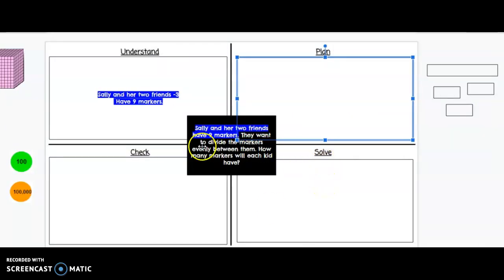So boys and girls, we have a total amount of markers that needs to be divided. They want to divide the markers evenly between them. We know what our total is, because it's the total amount of whatever we're dividing, which is our markers. So in the total, we need to put 9 markers. But how do we know what goes on the bottom? Well, how many times do we need to divide the 9? If it's Sally and her two friends, we know it's 3, so the bottom is going to be divided 3 times. So you're going to have 3 parts.